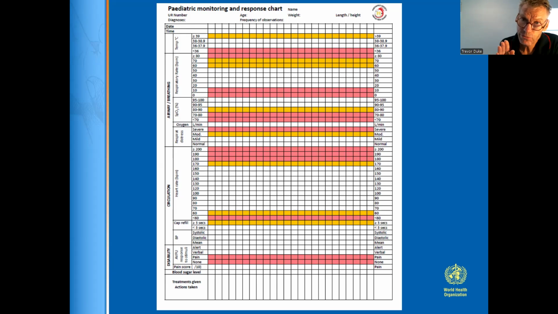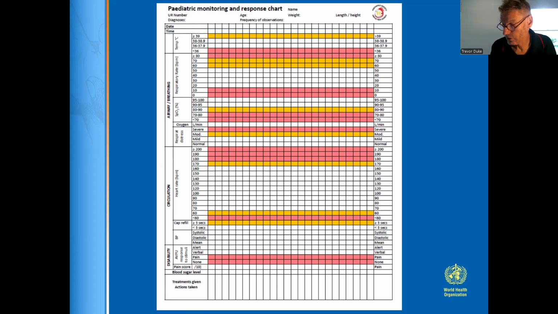So if a doctor or a nurse records observations that are in the amber zone, the child needs more frequent observations. They may need some adjustment of therapy. If the child has observations that are in the red zone, then they certainly need more consideration of what's going on. Why are they deteriorating? Why have their observations reached the red zone? What can we do about it?